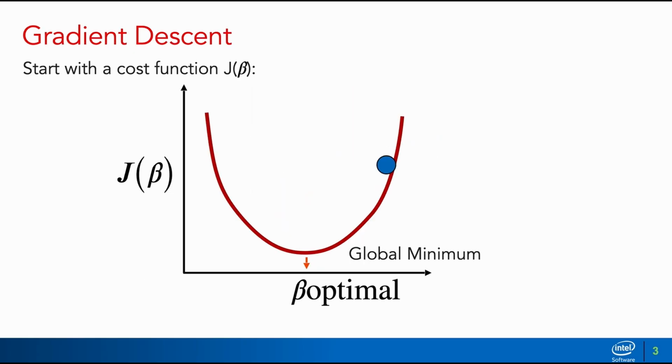Suppose a quadratic function is given. The x-axis represents beta values, and the y-axis represents the cost function J of beta. This function is minimal at a specific beta value, the optimal point, beta optimal. We want to find the beta value for which J function is minimum.